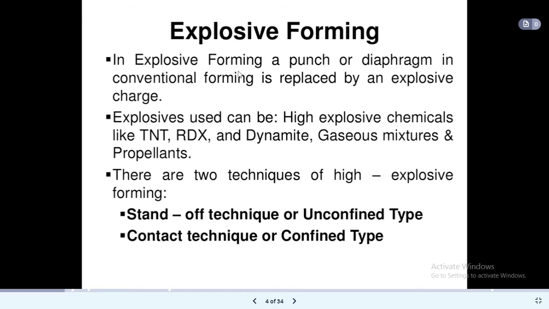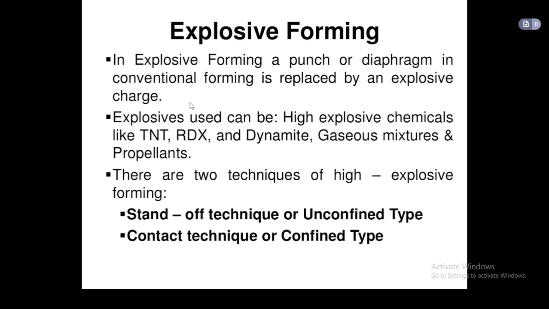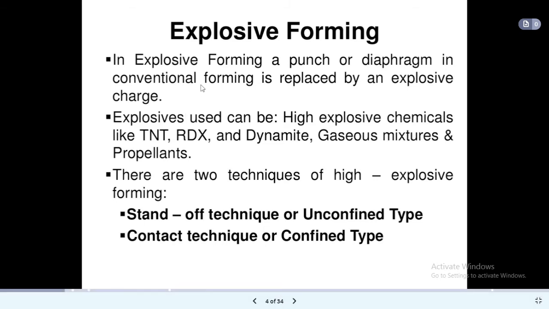So see here, in explosive forming, the punch or diaphragm of a conventional forming process is replaced by an explosive charge. In a conventional forming process, we use a punch and a diaphragm, and in explosive forming, these are replaced by the explosive charge. Which materials are used as explosives? High explosive chemicals like TNT, RDX, dynamite, gaseous mixtures, and propellants are used in explosive forming operations.